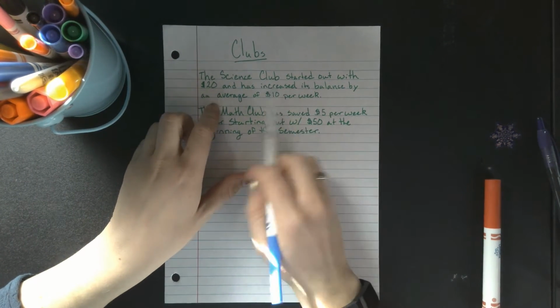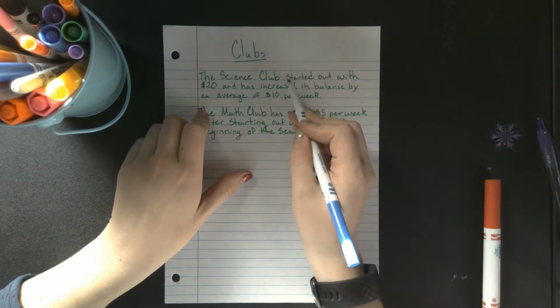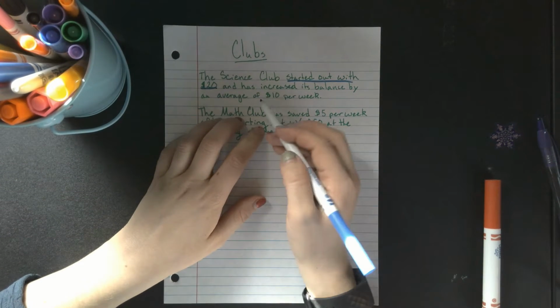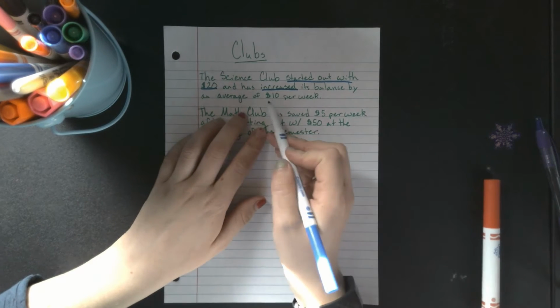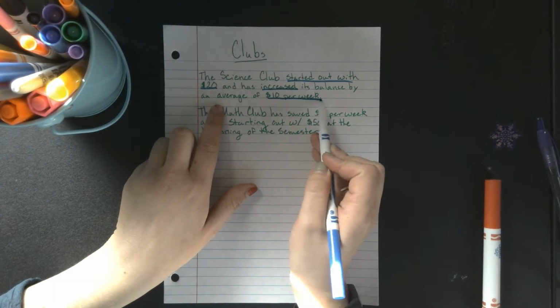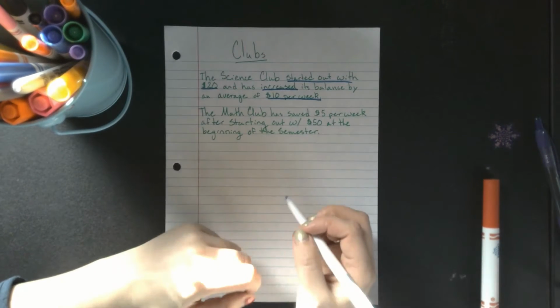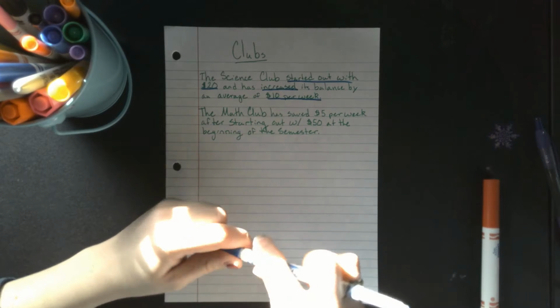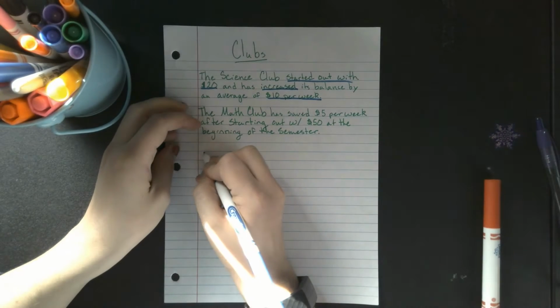The science club started out with $20. So I know that they started out with $20. It's very important wording there. And increased its balance by an average of $10 per week. Okay, so those are all very important words there. So let's create an equation based off the science club.